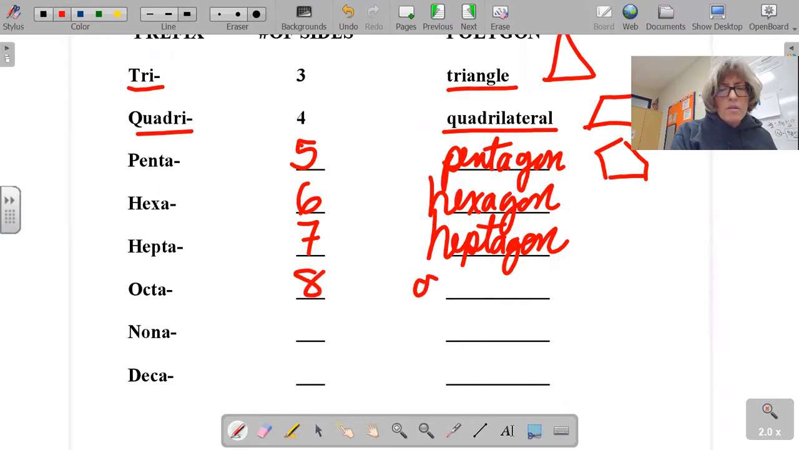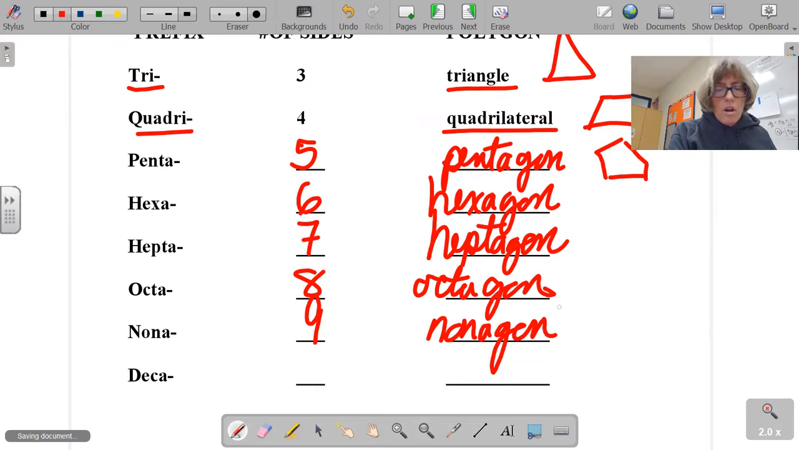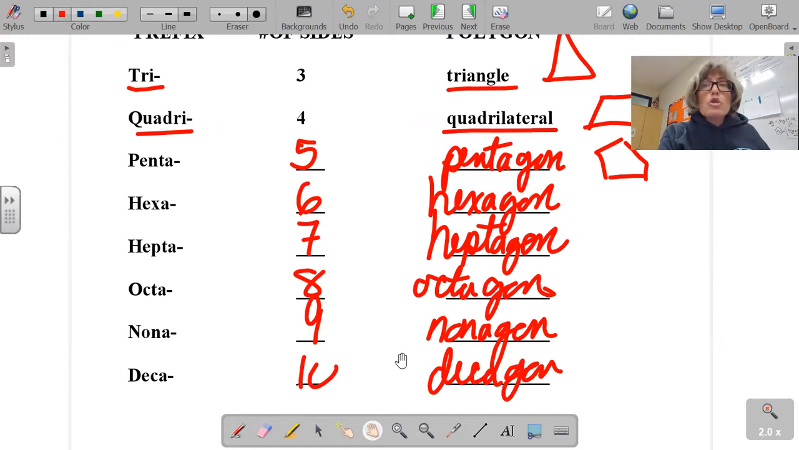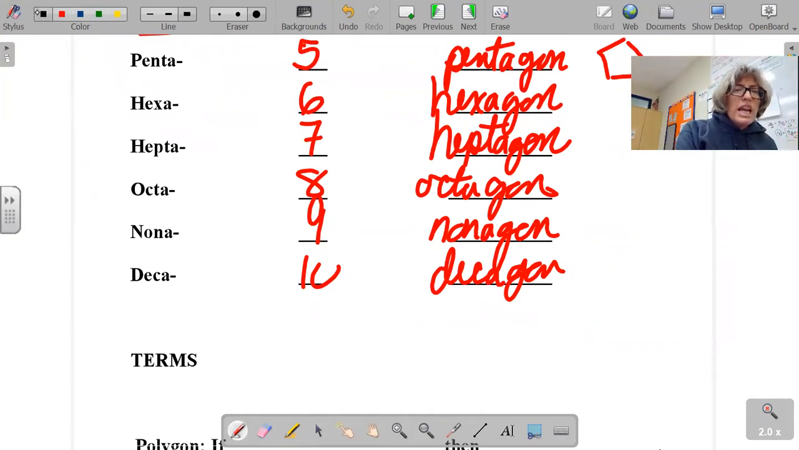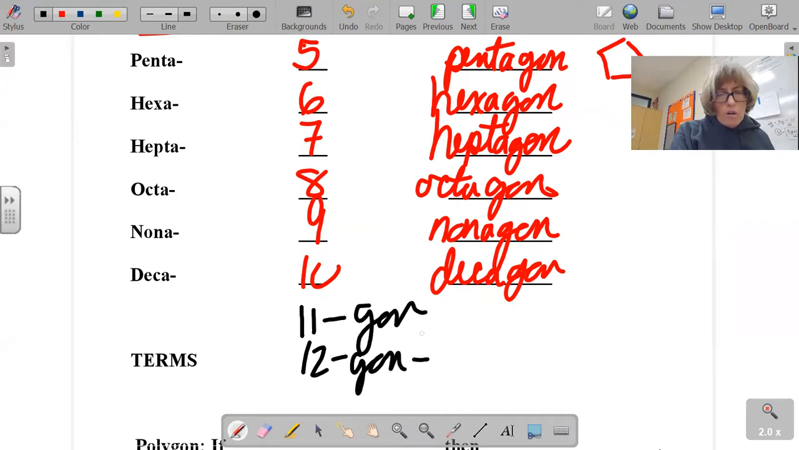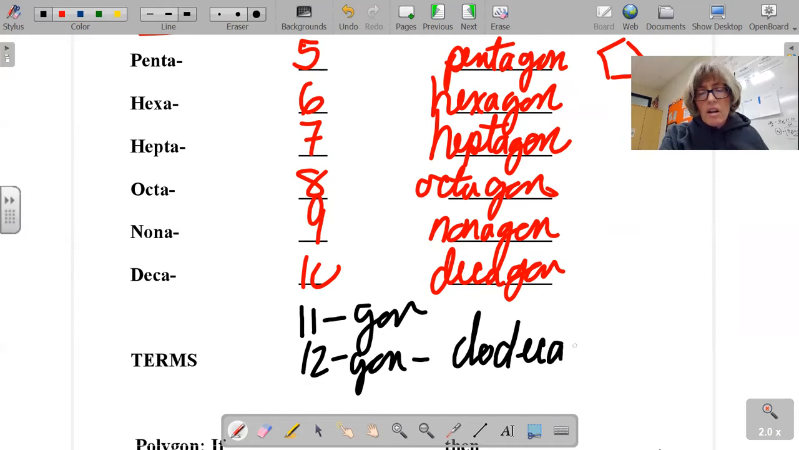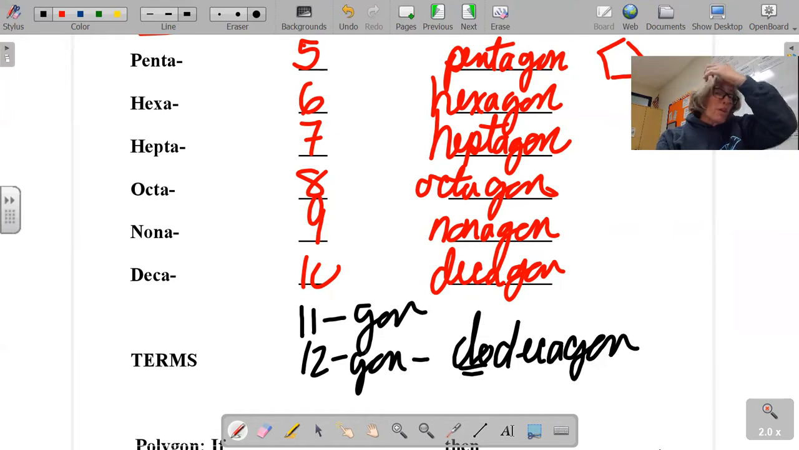Octa is eight, octagon, nona is nine, nonagon, deca is 10, decagon. Usually there are Latin names for ones above, but generally when we get above 10, we just call it an 11-gon, 12-gon. There are fancy names. For example, a 12-gon is called a dodecagon. That do means two. But above 11, we just do 11-gon, 13-gon, 14-gon.